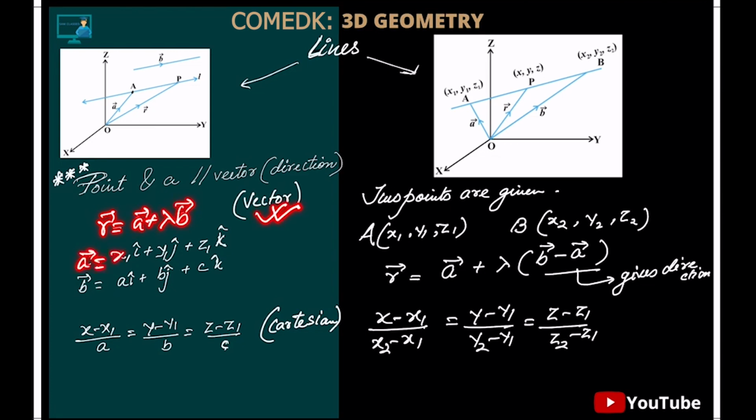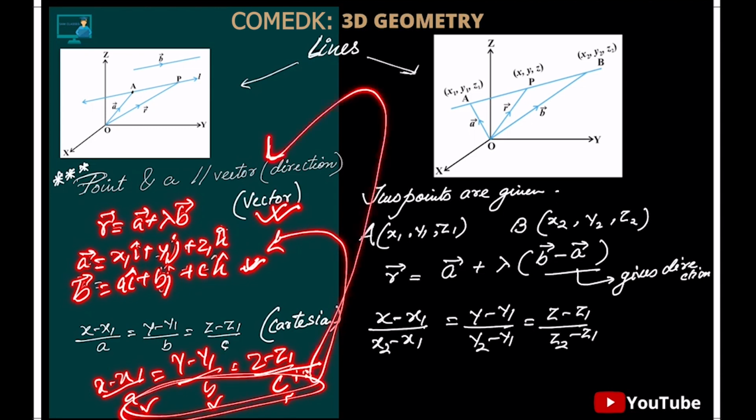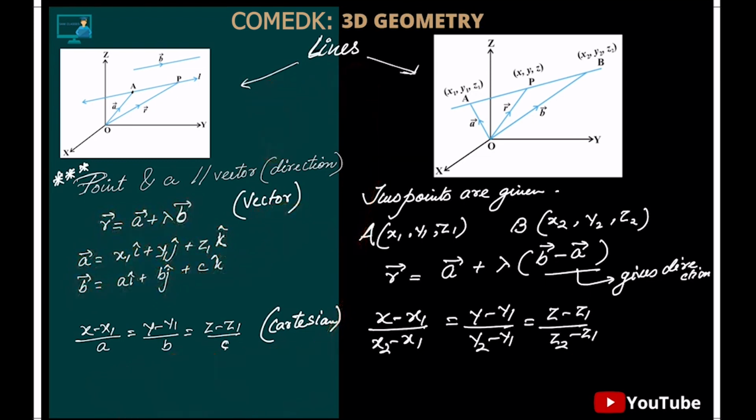Now the a vector is x1 i cap plus y1 j cap plus z1 k cap, and our b vector is a i cap plus b j cap plus c k cap. That's why we have changed to a, b, c. So what will happen? x minus x1 by a is equal to y minus y1 by b is equal to z minus z1 by c. The moment we get this, we can say directly this is the b vector. So you need to know where a, b, c are coming from. This is for the direction, and these are the coordinates of the b vector. Very important. You need to understand the whole formula like this. If you understand it this way, you'll be able to do it in a much faster way.